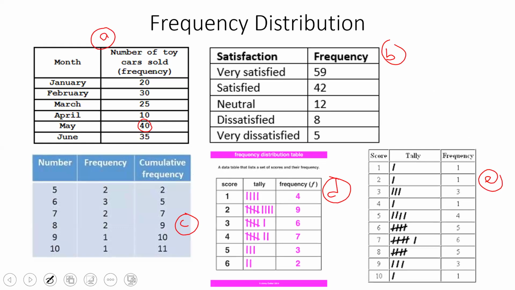Likewise, on table B, talking about satisfaction, we can say that only 5 people were very dissatisfied, just because the table had organized it that way. Likewise, in table C, there are some numbers and their frequency. We can say that number 5, number 7, and number 8 had the same frequency, because they all appeared twice. And I'm sure you know about tally. Tally is just another way of organizing your data, where 4 lines mean 4 and the line crossing them means 5. And we can see here that number 2 has the highest frequency of 9, either by looking at the tally or by looking at the frequency.